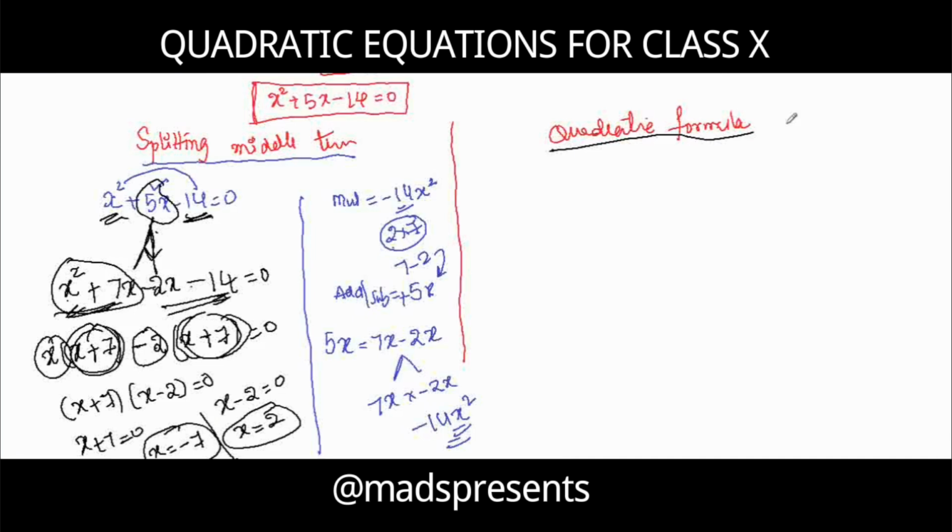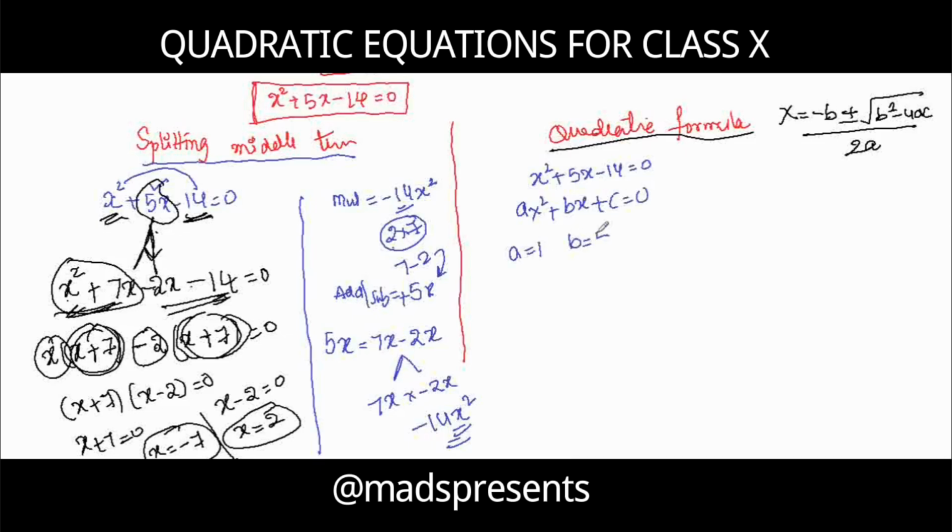We know what the quadratic formula is. The quadratic formula is to find the roots of the quadratic equation. The formula is x equal to minus b plus or minus under root b square minus 4ac, by 2a. Very simple. Now consider the quadratic equation x square plus 5x minus 14 equal to 0. Compare with the standard form a x square plus bx plus c is equal to 0. So from this, a is equal to 1, b is equal to 5, and c is equal to minus 14. So we got the a value, b value, and c value. Simply go and replace here.